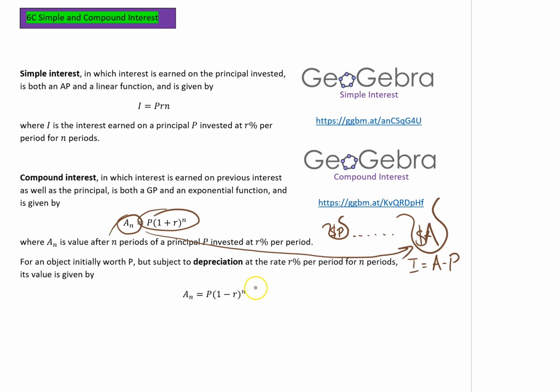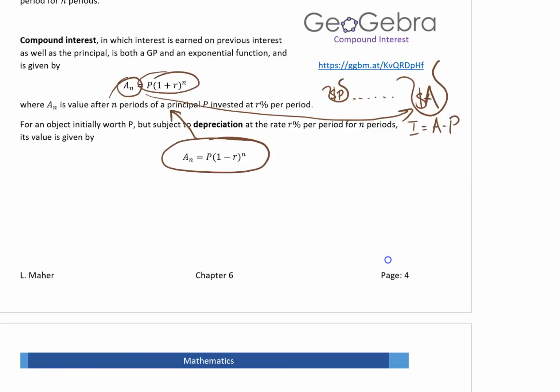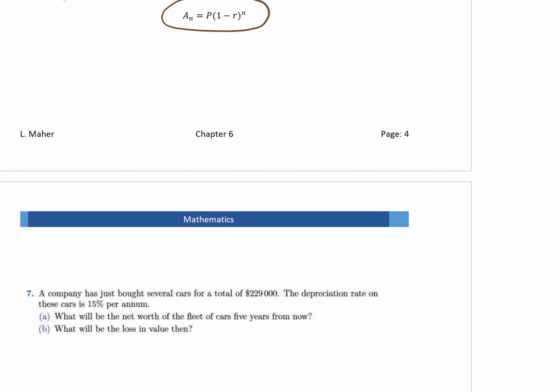The other formula that you'll come across in this chapter is the depreciation, which is almost identical to the compound interest, however it's got a subtraction sign in it. Same thing applies to the R and the N. I'll stop the video there and do the example in another video.